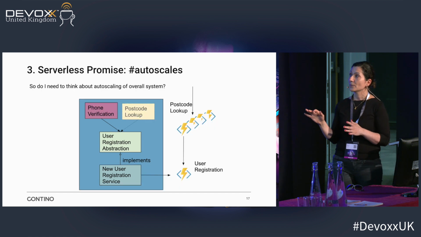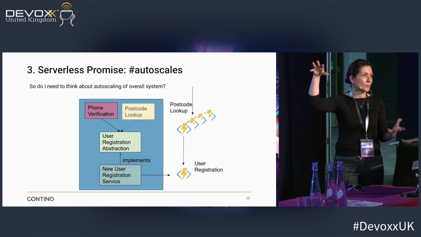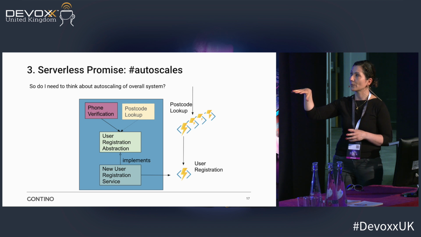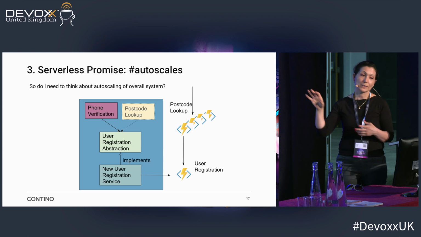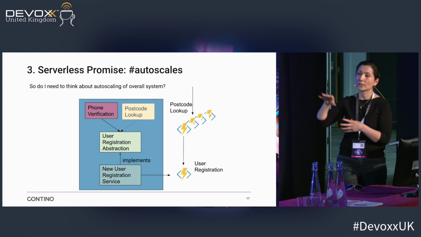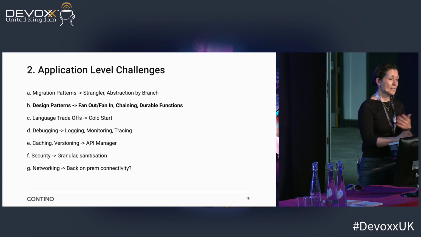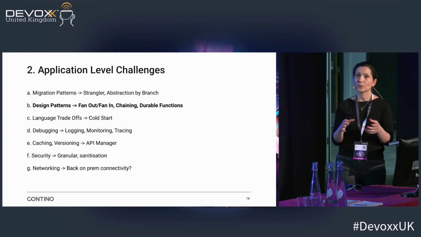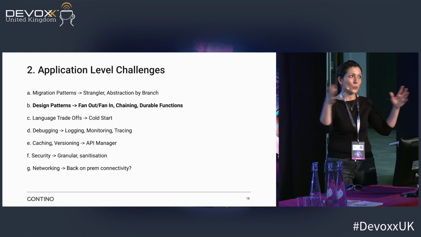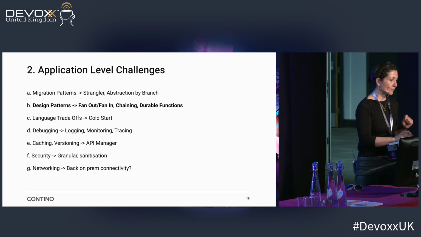So in a sense, we got rid of the postcode lookup, and we can have the autoscale opportunity as much as we want. We have the new user registration service extracted as well. So how do we autoscale and how are these functions going to talk to each other? This is where the design patterns come into place. With serverless, there are so many functions around, and each one needs to talk to another.